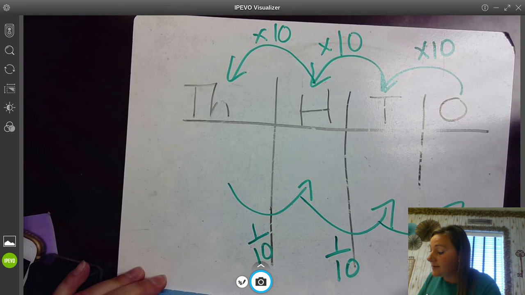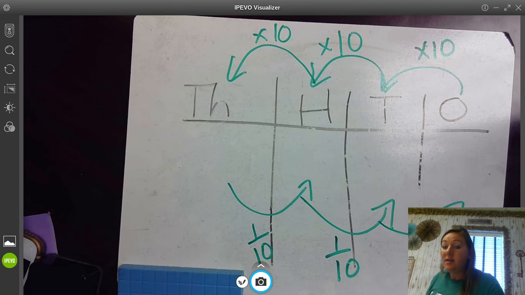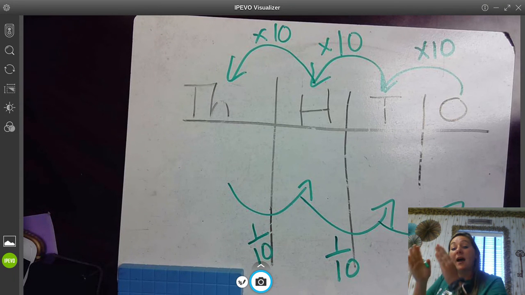So it's 1/10 smaller. So to review, when I'm moving up in the place value, it gets 10 times greater. When I'm going down, it's just 1/10 of the place value to the left.